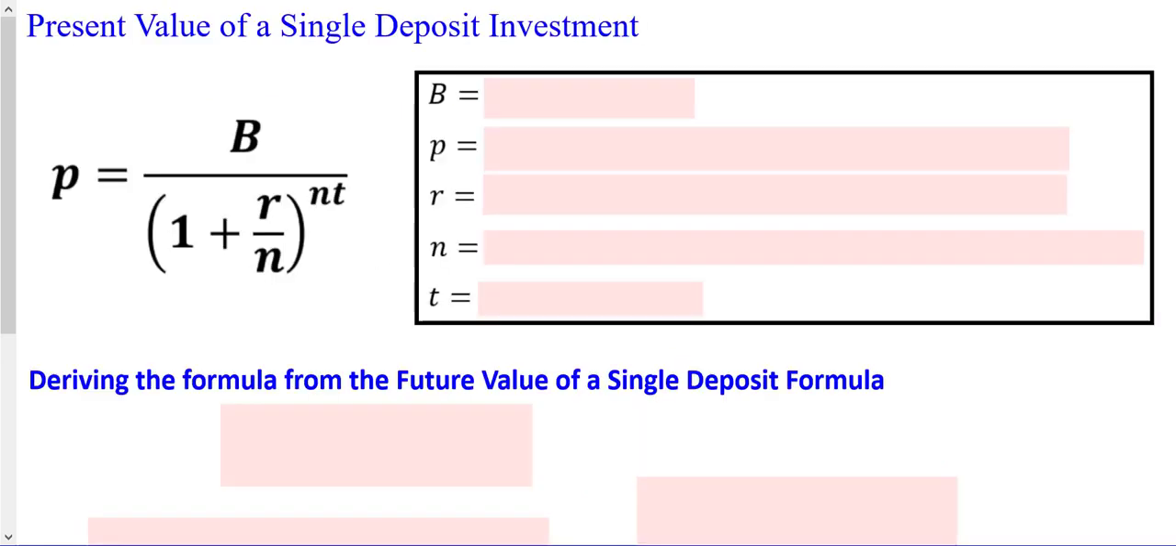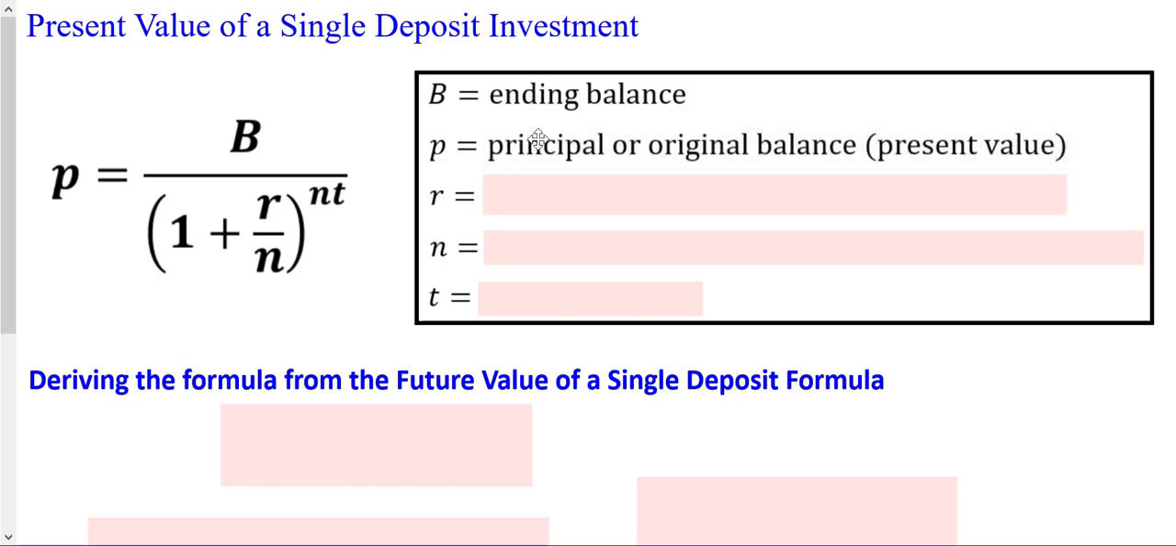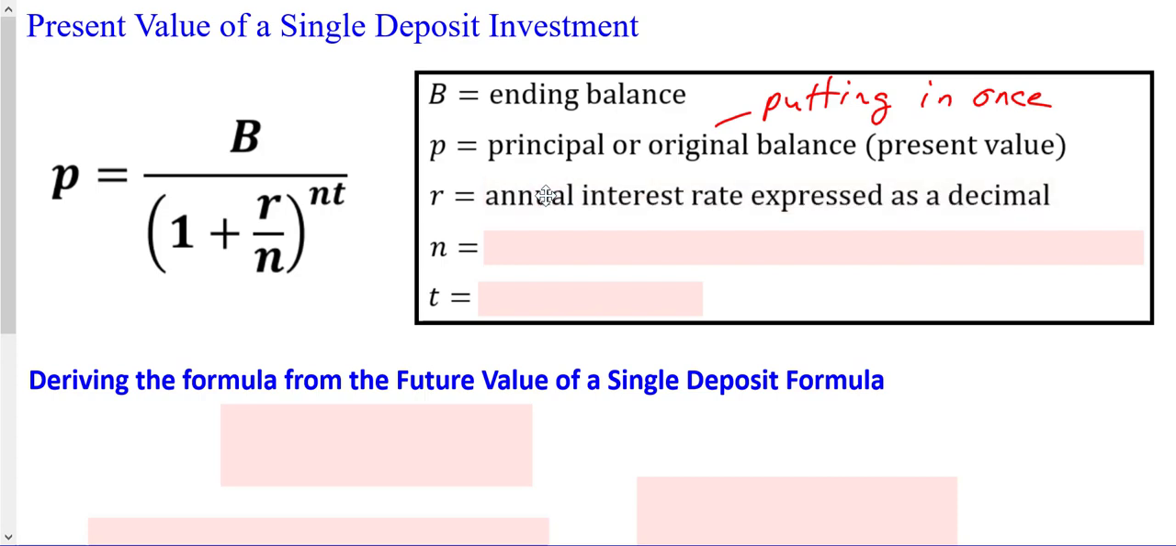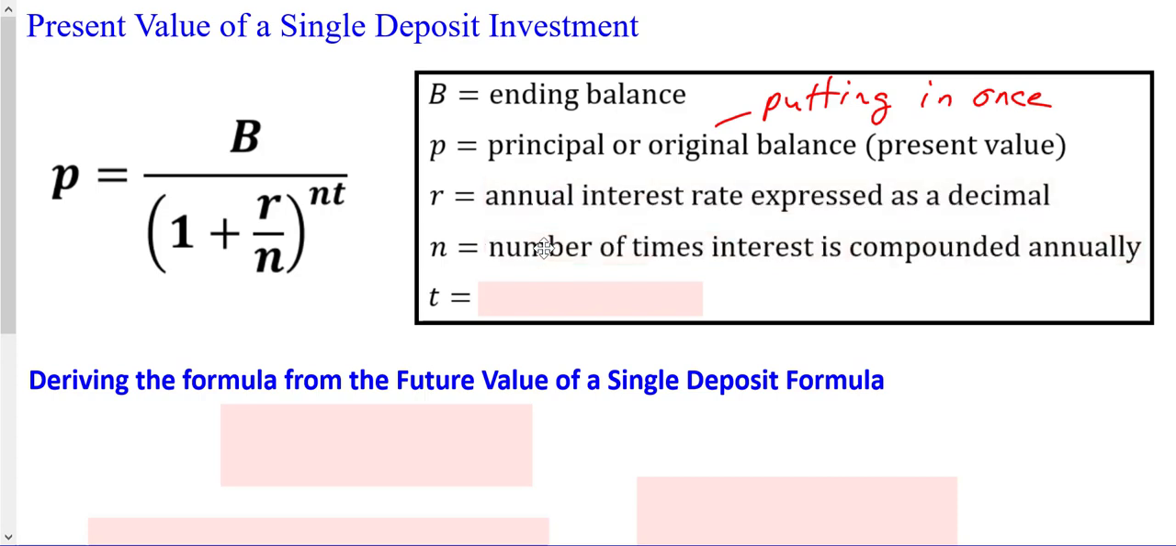Okay, so let's look at the first one. In this first video, we're going to look at just finding what single deposit we need to put in. So same as usual, B represents the ending balance. P represents the principal, or the original balance that you are putting in once. R is your annual rate expressed as a decimal. N is how many times your interest is compounded. And T is the number of years.